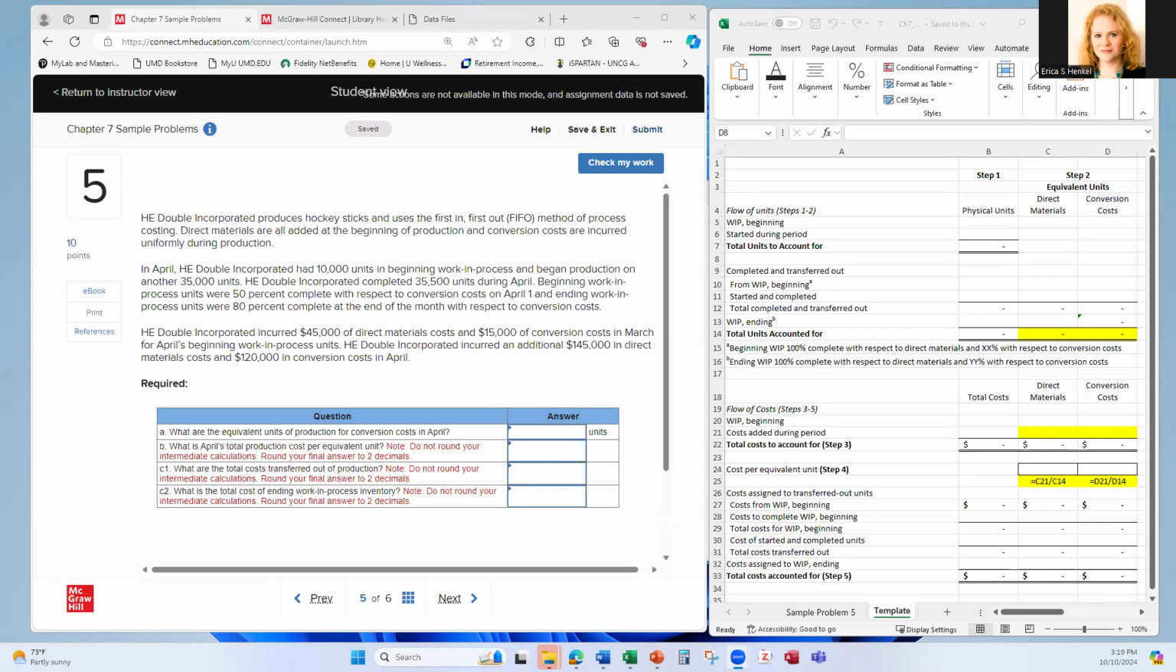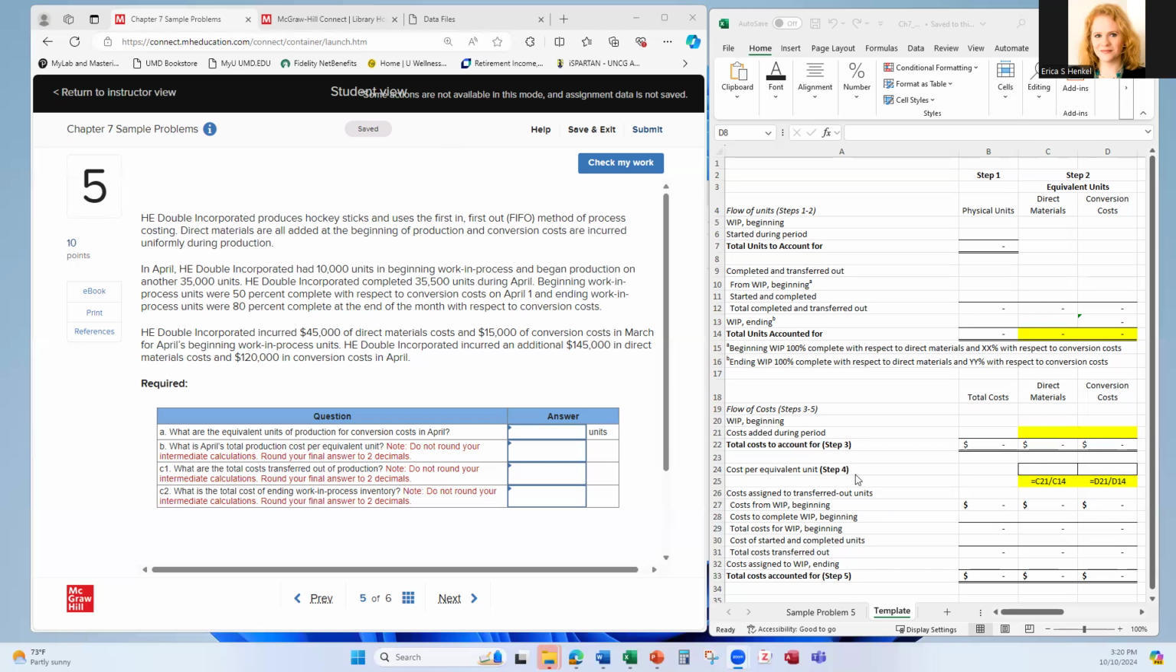All right, so the big difference in the FIFO method is that we care about the cost of the beginning units that were prepared separately. So we need to break those out and charge our costs off a little bit differently because we're tracking an additional group of items.